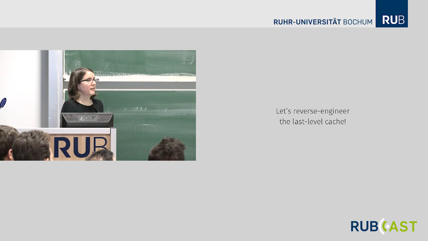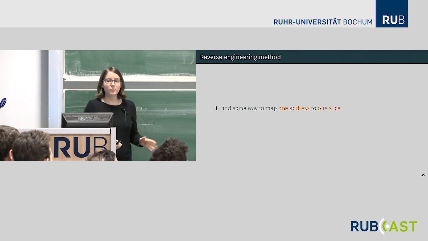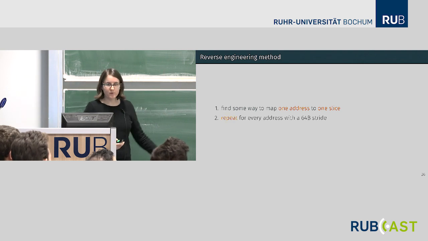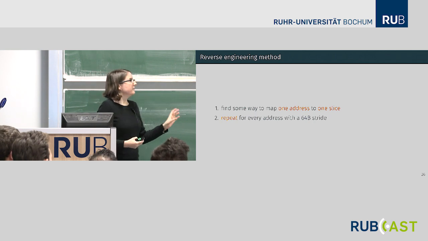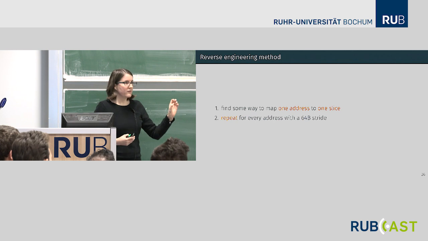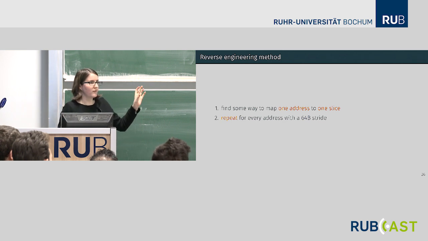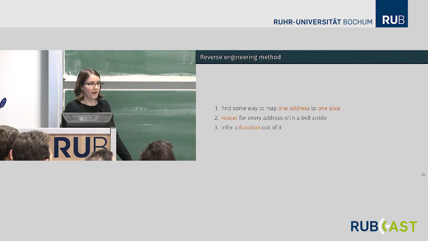So let's reverse engineer this function. The global idea is that we're going to find some way to map one address to one slice. Then we're going to repeat that for every address with a 64-byte stride. The 64 here comes from the size of one cache line, because every address that goes into one cache line will, of course, go to the same slice, because this is the smallest unit that the CPU cache knows. Then we're going to have this whole mapping, and we're going to infer a function out of it.